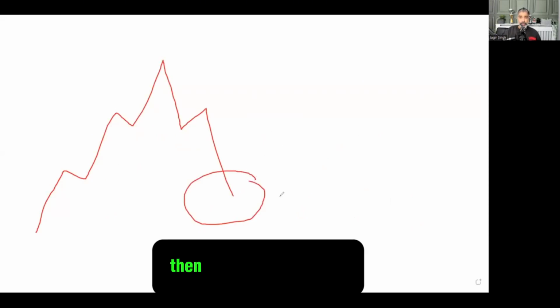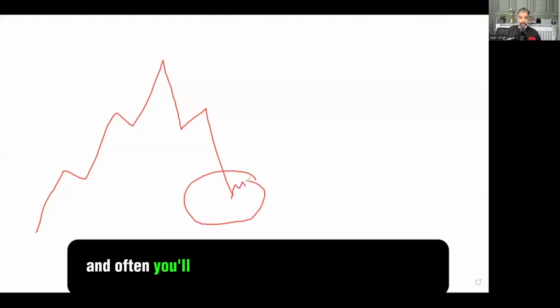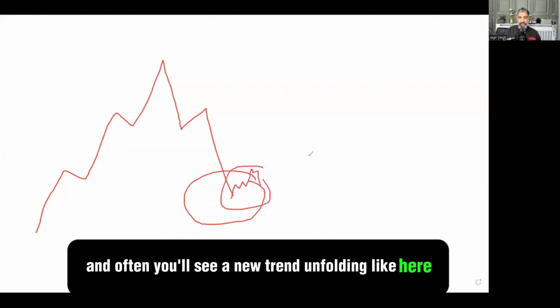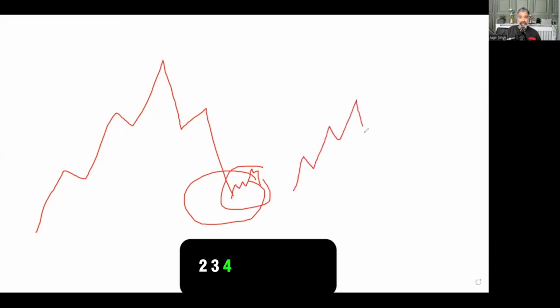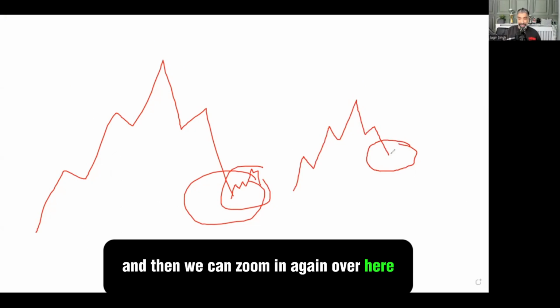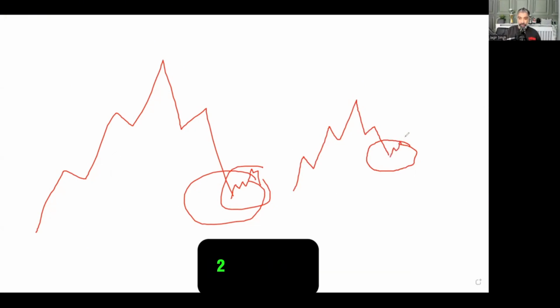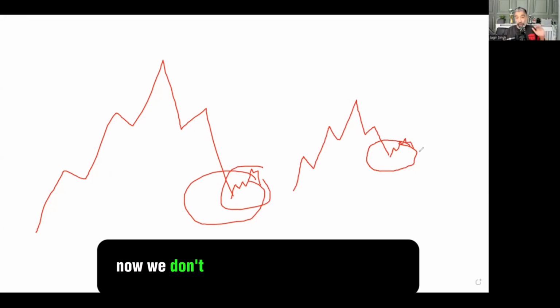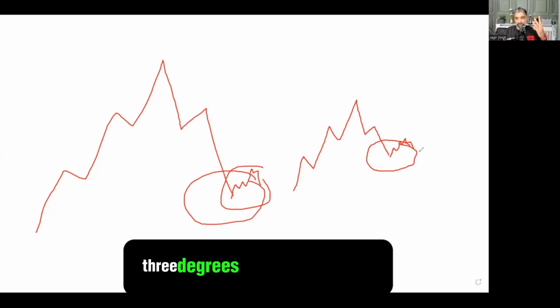A macro. Then we zoom in over here, and often you'll see a new trend unfolding like here. And then that also does a 1, 2, 3, 4, 5 ABC, right? And then we can zoom in again over here, and then there's a new little trend, a 1, 2, 3, 4, 5 ABC. Now we don't need to go in too many times. 3 degrees is more than enough.